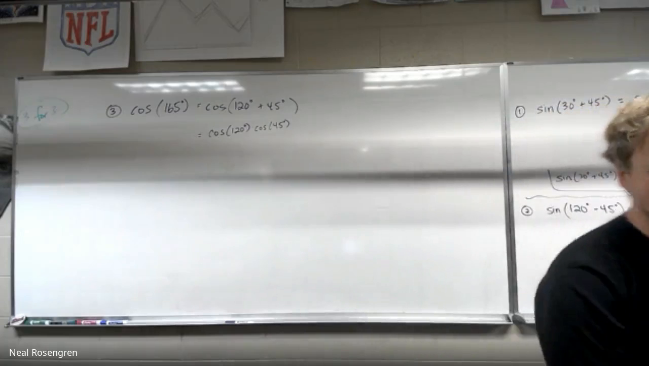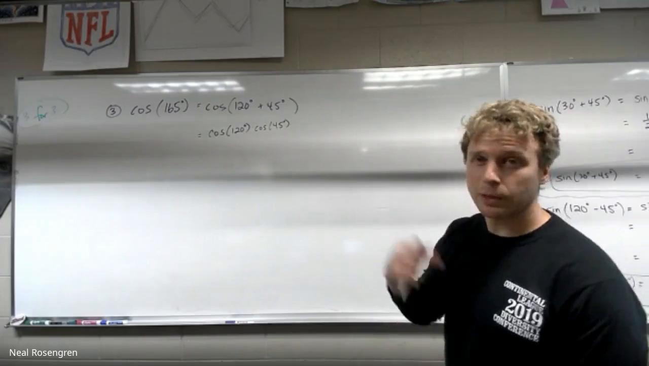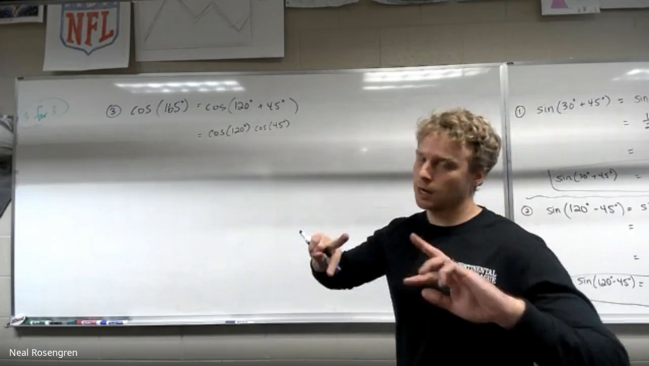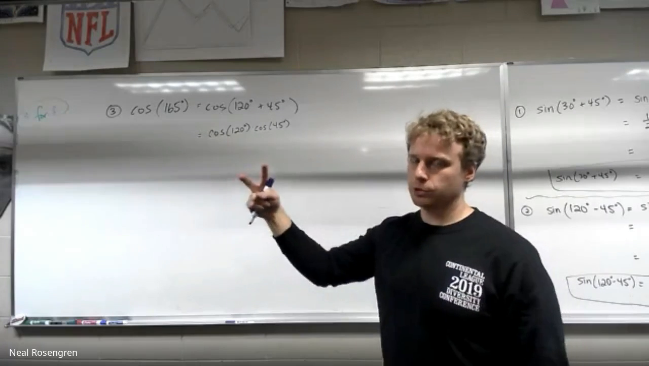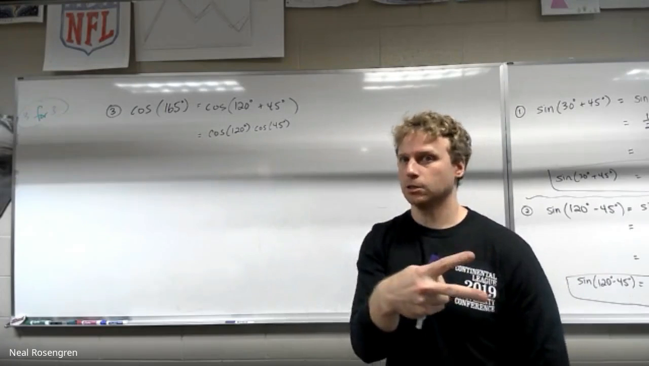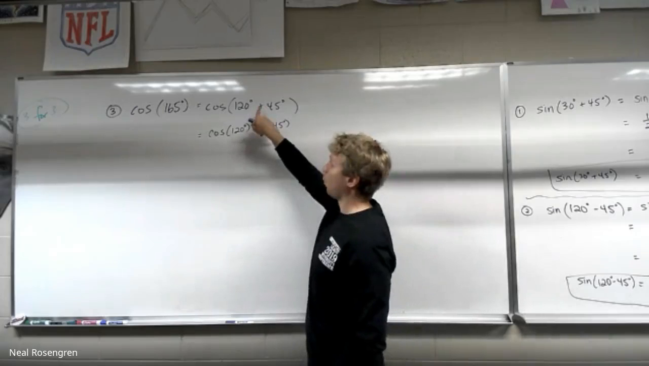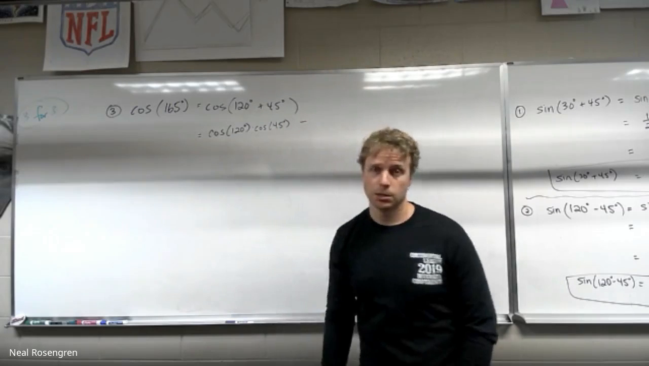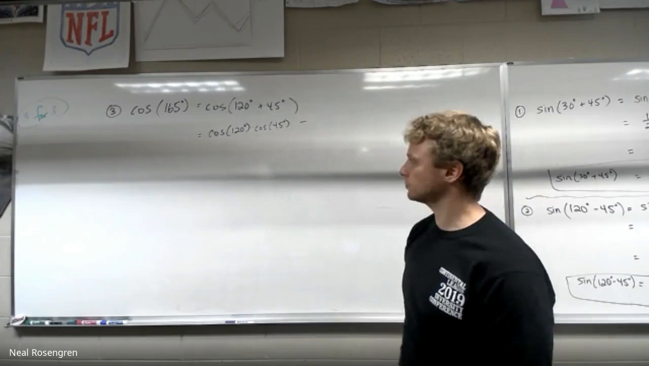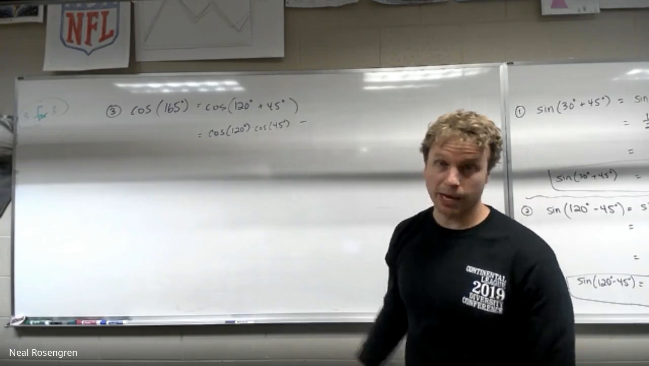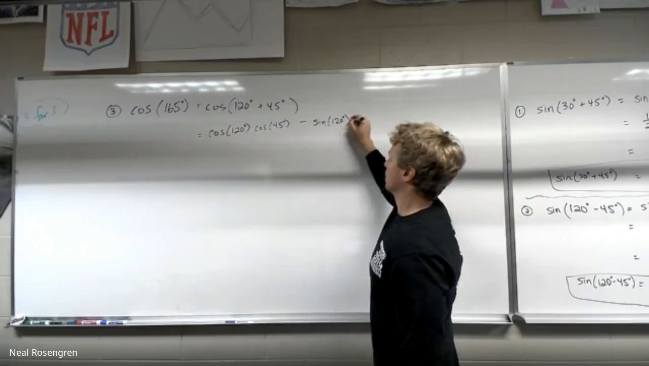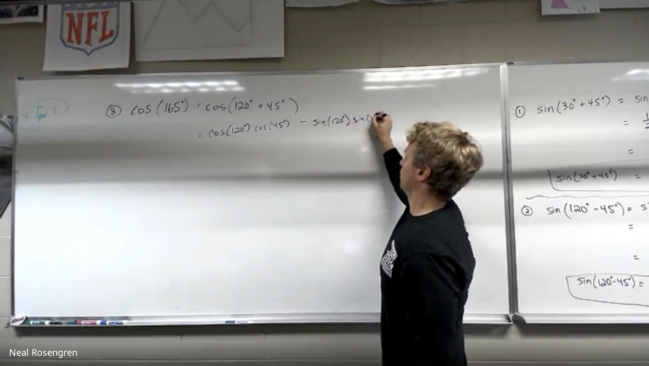And remember, with the sine one, we kept the sign the same. If it was plus, it was plus. If it was minus, it was minus. With cosine, it switched. That's why your plus or minus goes to minus or plus. So this was addition, right? We had a sum, so this becomes subtraction if we want to get the right answer. Okay, and then it's sine of alpha, sine of beta. So sine of 120, sine of 45.